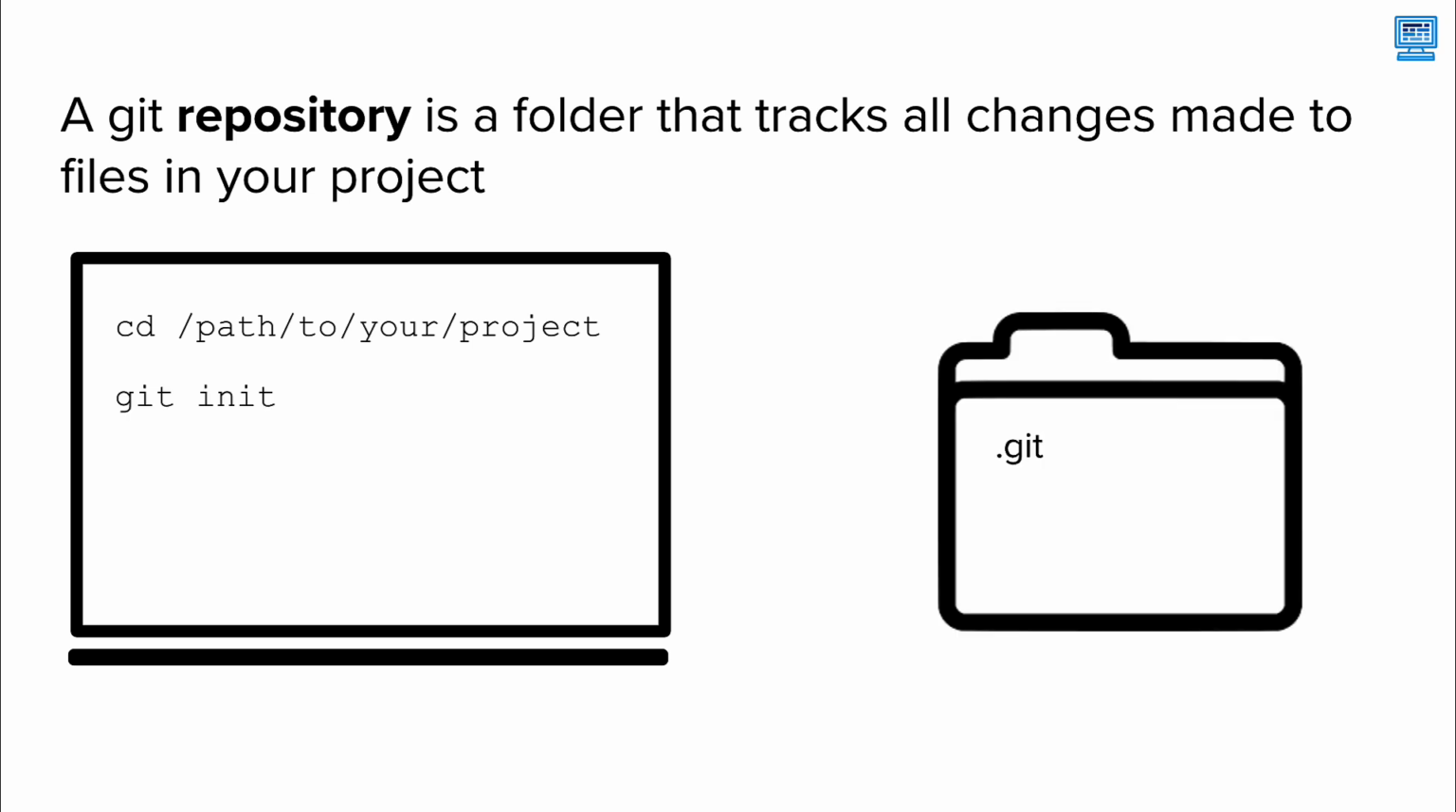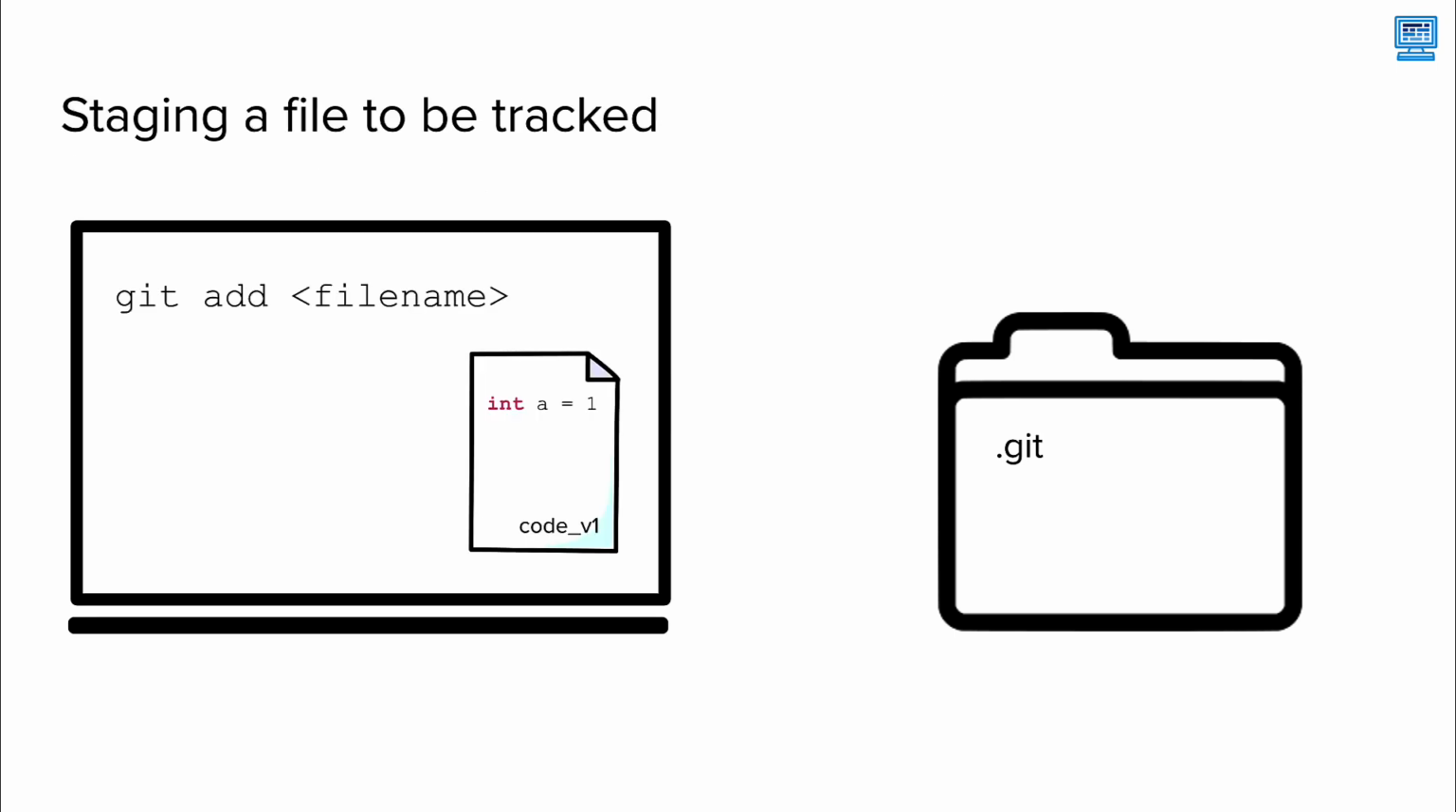The next thing you'll do is type git init. This command initializes a new subdirectory in your project called .git. At this point, nothing in your project is being tracked yet. To actually track a file and create a snapshot of it, you need to do two things. First, you have to add the file. In the terminal, you'd write git add and then the name of your file.